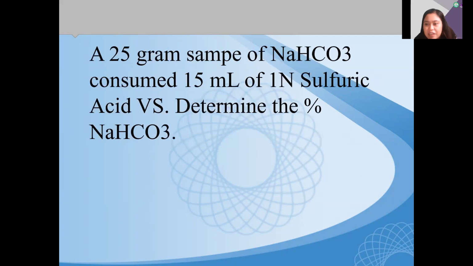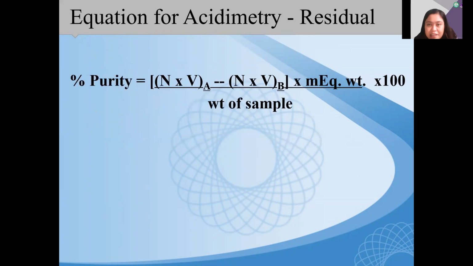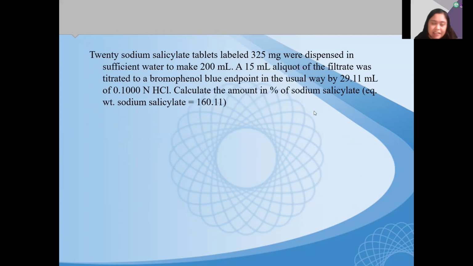Okay, we have a different formula for the residual or indirect titration. But before we discuss the indirect titration, let's have first this last problem. We have here 20 sodium salicylate tablets labeled 325 milligrams, dispensed in sufficient water to make 200 ml.